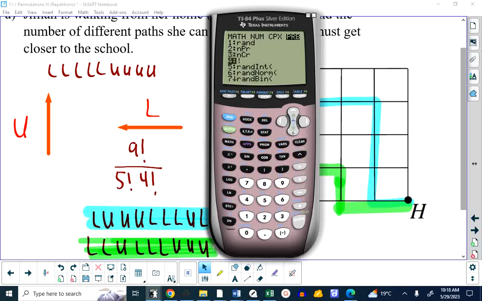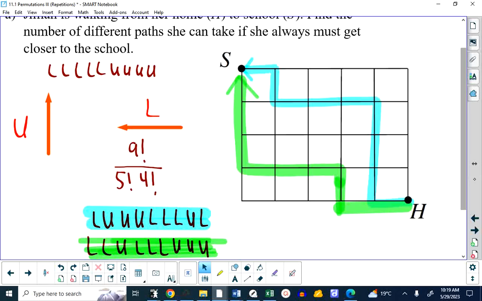9 factorial, I want to divide by 5 factorial, and I want to divide by 4 factorial. I happen to know what 5 factorial and 4 factorial are. You can use your factorial function key to get there. 126. So imagine little Steve Bedinsky and me in grade 7 or 8 trying to trace 126 different paths. It would just be a nightmare. It would be a spider web of stuff. 126.